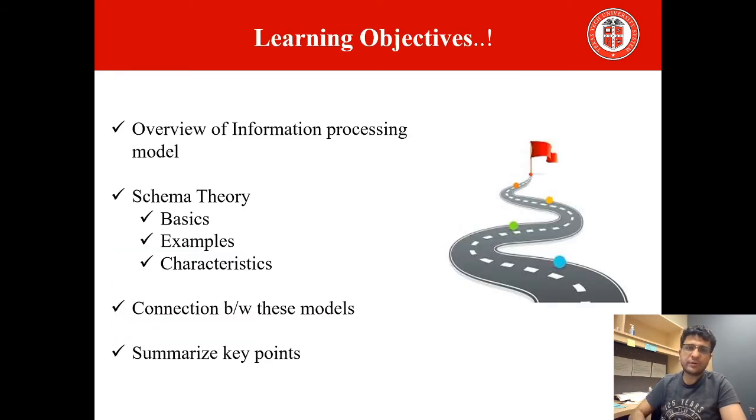If we look at the overview of our presentation and the learning objectives for today, we'll talk about the information processing model briefly because we have already talked about it in the beginning of our class. Then we will discuss in some detail the schema theory. We'll talk about the basics, take some examples, talk about some of the characteristics, and then try to make a connection between the two models. And we'll summarize the key findings of our talk by the end of the presentation.